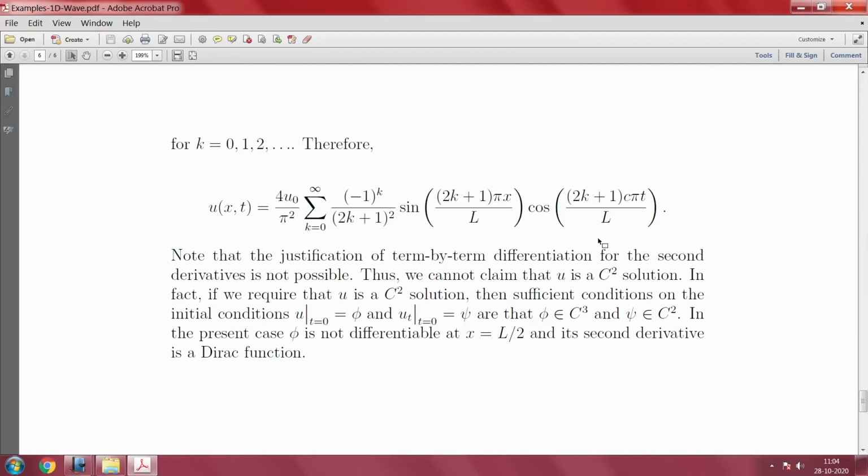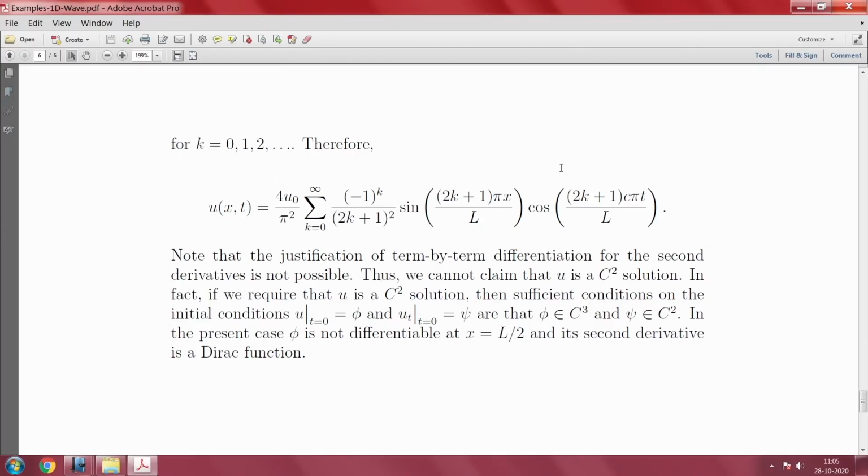So, in general you require more smoothness on the initial conditions in order that the separation of variable method works. Okay. So, you should keep this in mind, whereas the D'Alembert's formula and similar things we described yesterday, they do not require more smoothness, but of course, we cannot obtain a solution in a closed form. That is the drawback there, but the drawback here is this one.